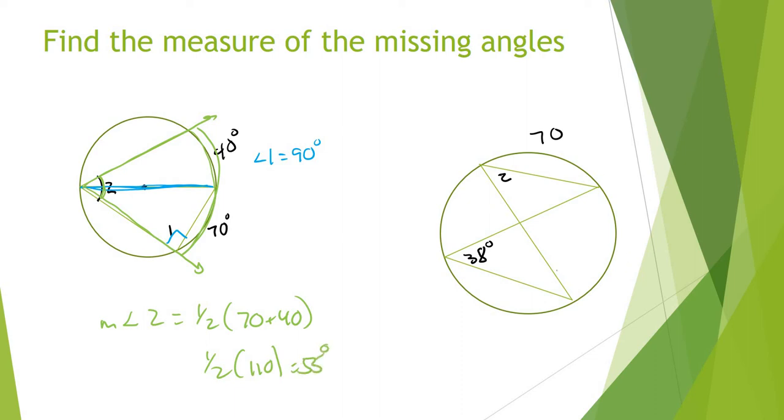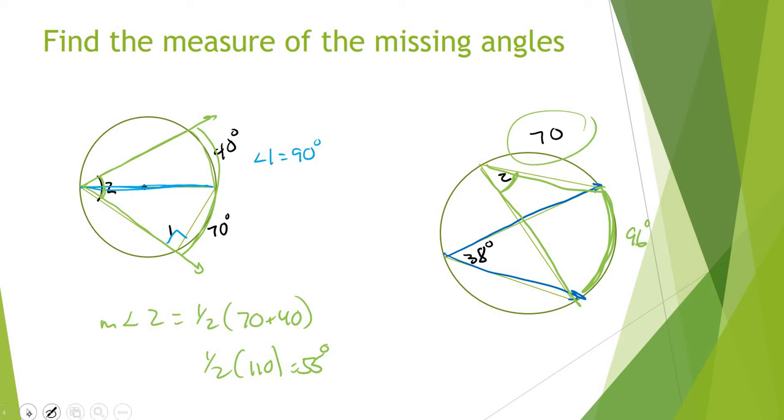Looking over here, see what you can do on your own, and then come on back. So I see that this angle and the other angle that I'm looking for intercept the same arc. Since this one is 38 degrees, this arc has to be double that, which is 76, which makes this angle 38 as well. Not sure why they gave us that, but that's okay. Didn't need that information.